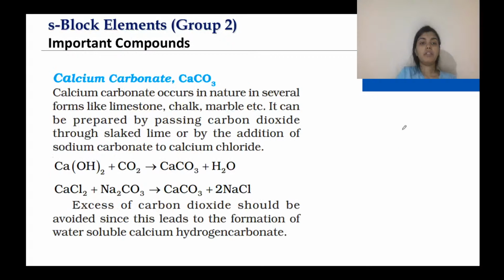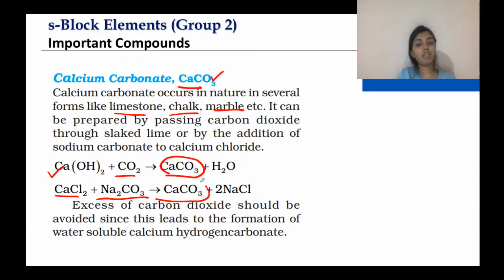Now, next is calcium carbonate. Calcium carbonate can be found in limestone, chalk, marble. The marble which we have at our homes is calcium carbonate. The chalk that we use is calcium carbonate. So how is it prepared? Again, calcium hydroxide plus CO2 will give you calcium carbonate. Or you can use the other method: calcium chloride on reaction with sodium carbonate will also give you calcium carbonate.